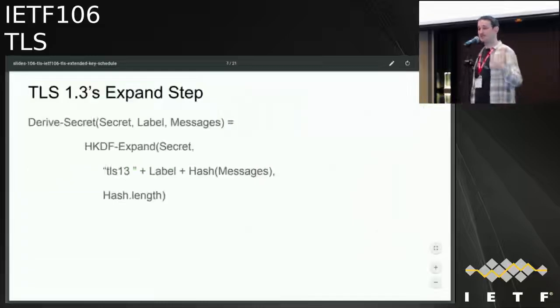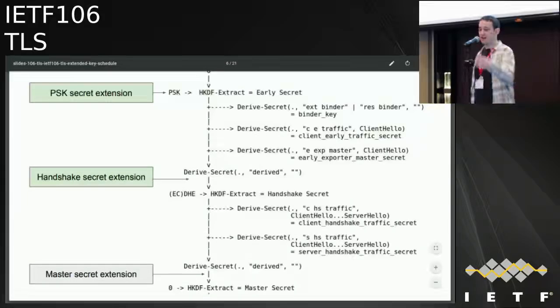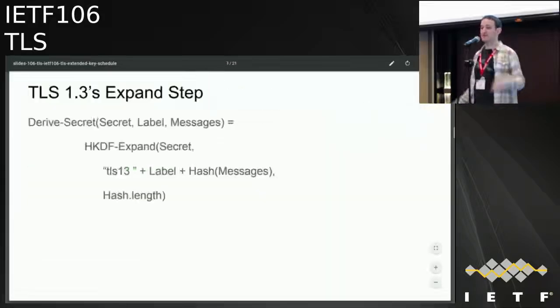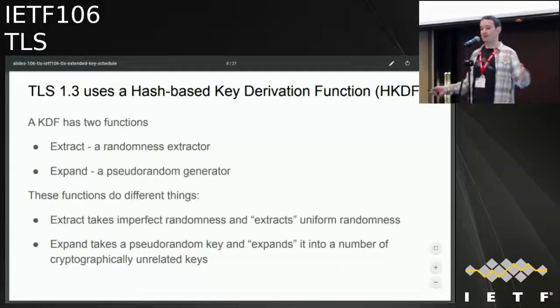Okay, so just to point out that there's a bit of syntactic sugar. We've got HKDF extract and derived secret. Derived secret is syntactic sugar for an HKDF expand, just FYI. TLS uses an HKDF, and it has extract and expand. Extract takes non-uniform randomness and makes uniform randomness. Expand takes uniform randomness and makes cryptographically unrelated keys.